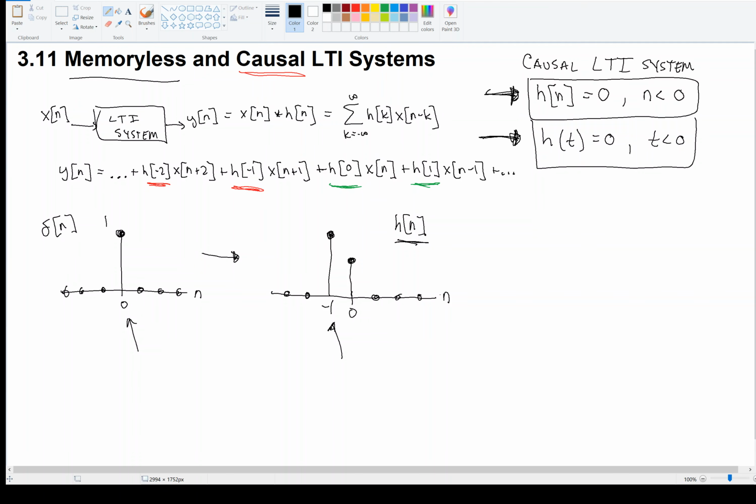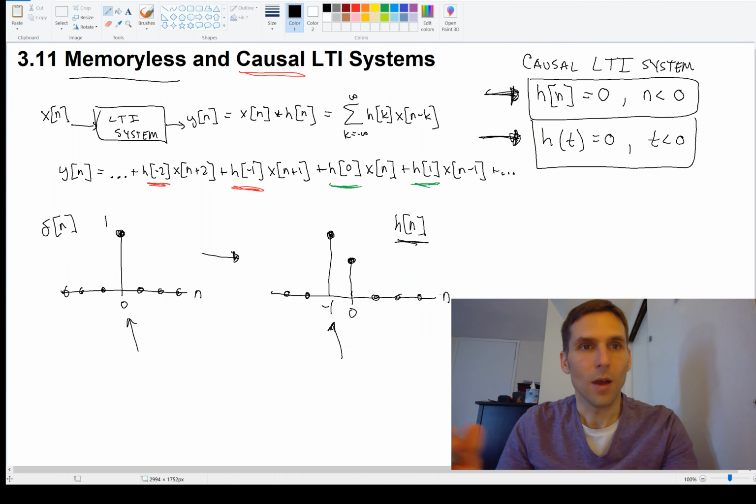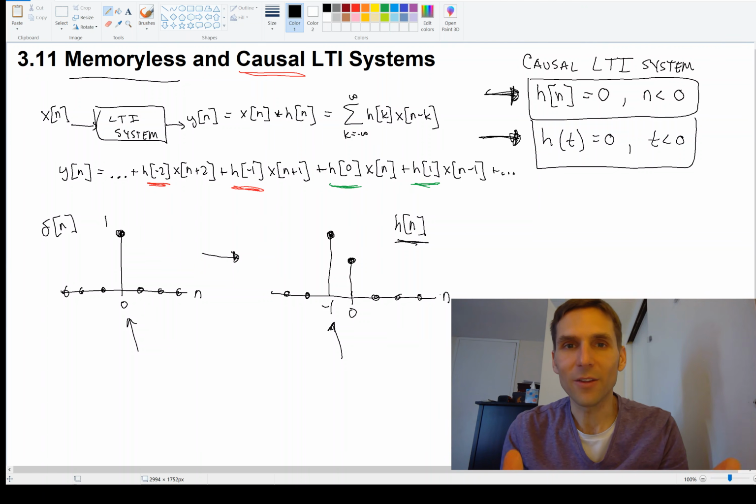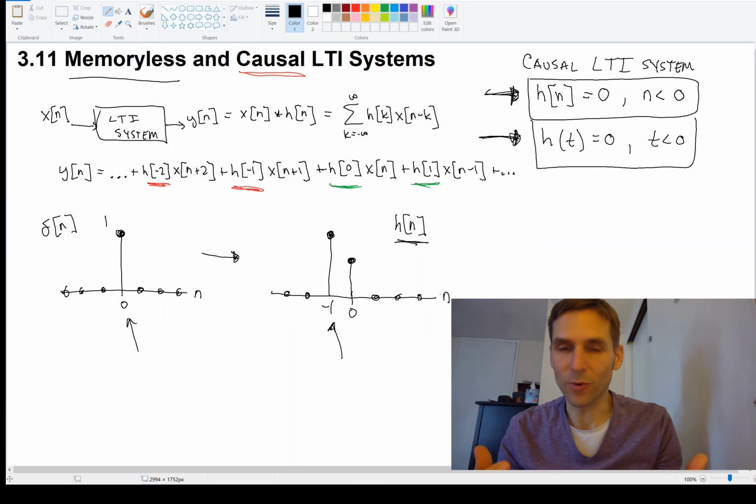Okay, so we've seen the conditions of memoryless and causal. Again, these are now LTI systems. If we have a linear time invariant system and we further impose memoryless and causality, what does that mean regarding the impulse response? Okay, so we see that here. Let's move on to the other properties that we've talked about before.